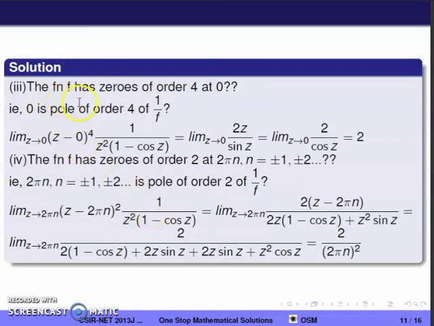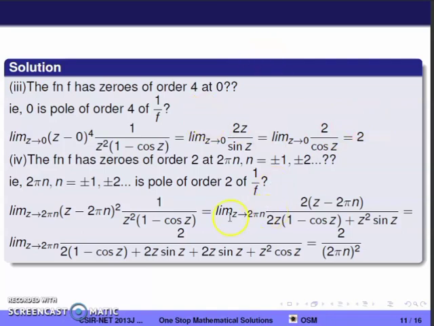Whether the function has zeros of order 4 at 0. That is asking whether 0 is a pole of order 4 of 1 by f. So limit z tends to 0, z minus 0 whole power 4 into 1 by z square into 1 minus cos z. When we directly apply, we are getting 0 by 0 form. So we'll use L'Hospital. Again, when we apply, it is 0 by 0 form, so we'll use L'Hospital rule again. Finally, we'll get limit z tends to 0 of 2 by cos z. Now when I apply limits, I am getting 2. So it is a finite and non-zero number. So this option is correct.